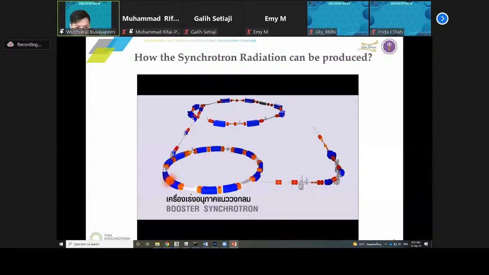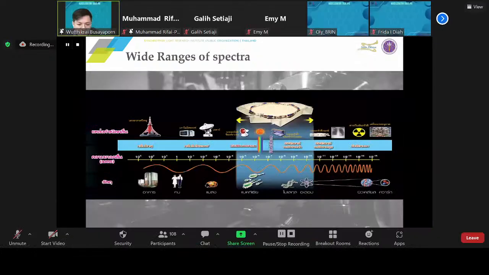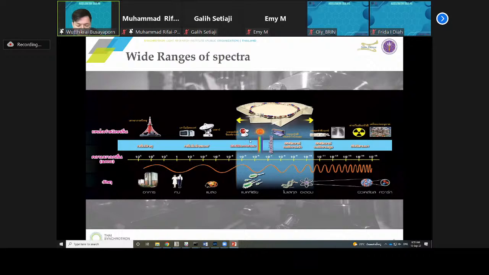So the range of the spectrum in our machine is from the infrared to the X-ray. So from the fractions of the molecular structure of biological samples until the atomic structures of the materials, we can detect and give the information.